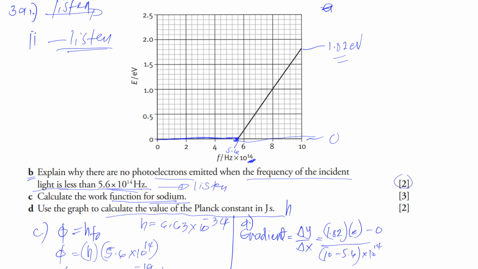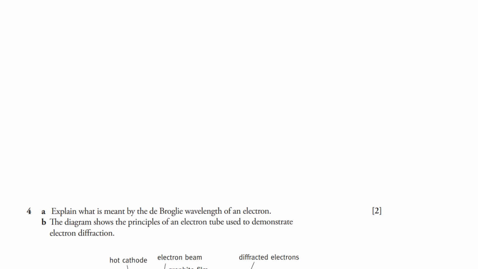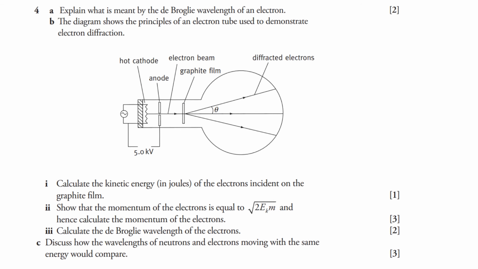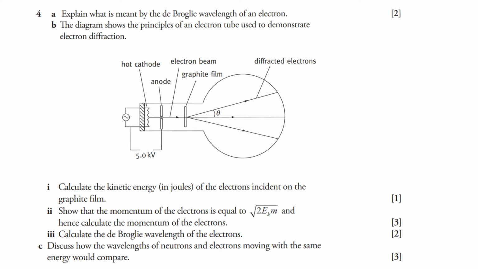Okay, let us go to the last number. Let's go to number 4. Number 4 is our last question here in the exam style. Okay, letter A. So this is our setup here, the cathode. You have your voltage here. Calculate the kinetic energy in joules of the electrons incident on the graphite film.